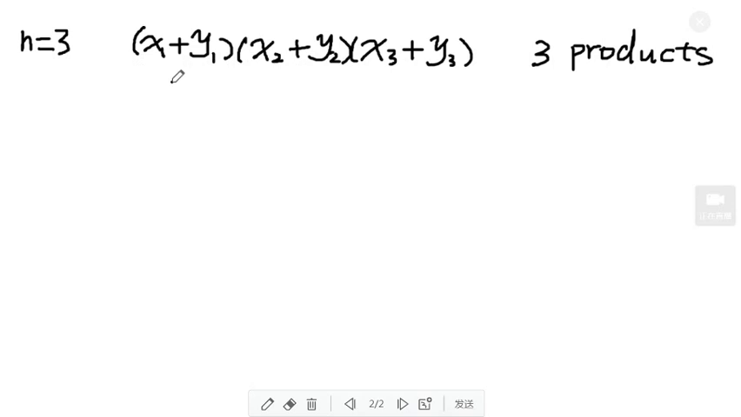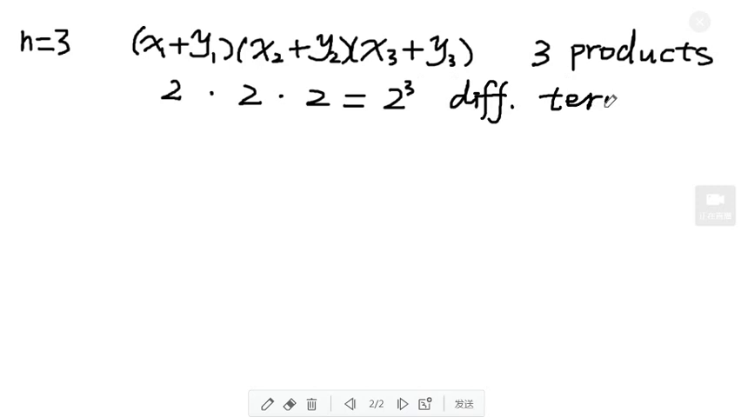For the first parenthesis, you have 2 different choices: you either choose x1 or y1. You choose x2 or y2 for the second one, and the same for the third one. So we have 2 cubed, 8 different terms. Now we know we are going to have 8. Now let's specify all those 8 terms. For the first one, you can choose x1.